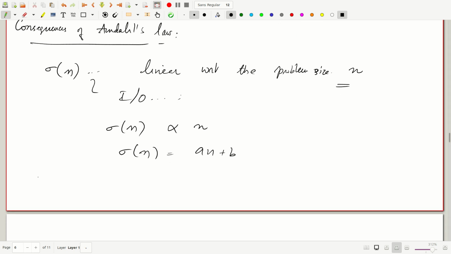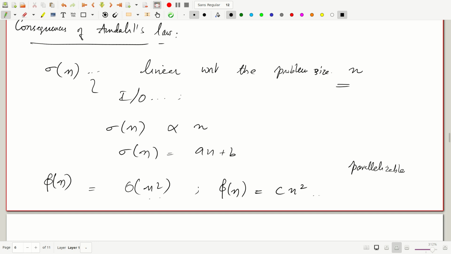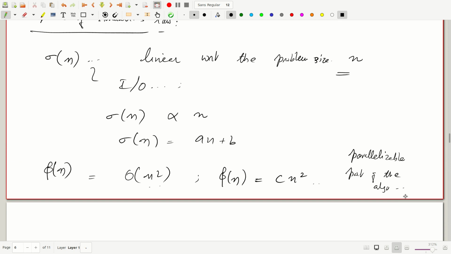And let us also come up with some estimate for the number of computations that can be performed in parallel for a particular problem. Usually, if you have a sorting algorithm or something like that, we have around order n square operations, right? Or if you have matrix multiplication, you have order n cube and things like that. Let me take order n square. So let me model phi of n to be equal to some constant c times n square. This is the parallelizable part of the algorithm.